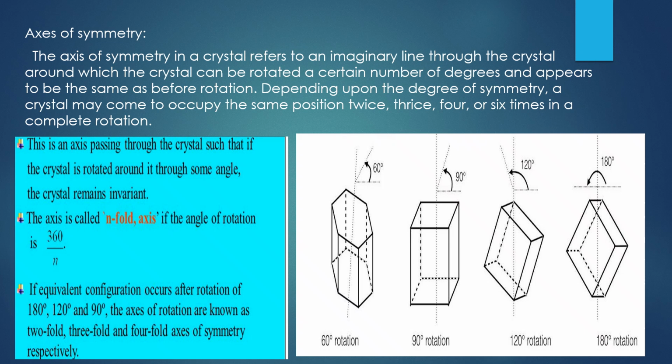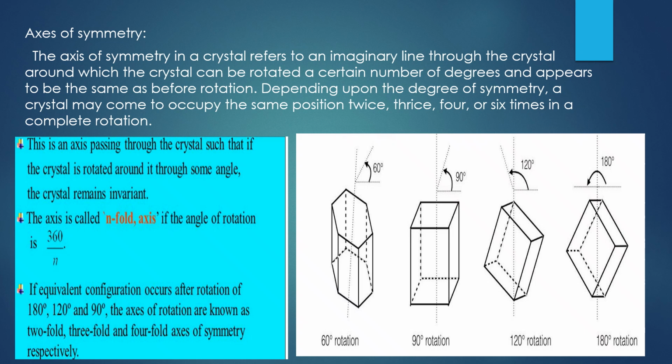The axis is called an n-fold axis if the angle of rotation is 360 divided by n. The equivalent configuration occurs after rotation of 180 degrees, 120 degrees and 90 degrees. The axes of rotation are known as two-fold, three-fold and four-fold axes of symmetry respectively. The rotation angle for one-fold is 360 degrees, two-fold is 180 degrees, three-fold is 120 degrees, four-fold is 90 degrees, six-fold is 60 degrees.